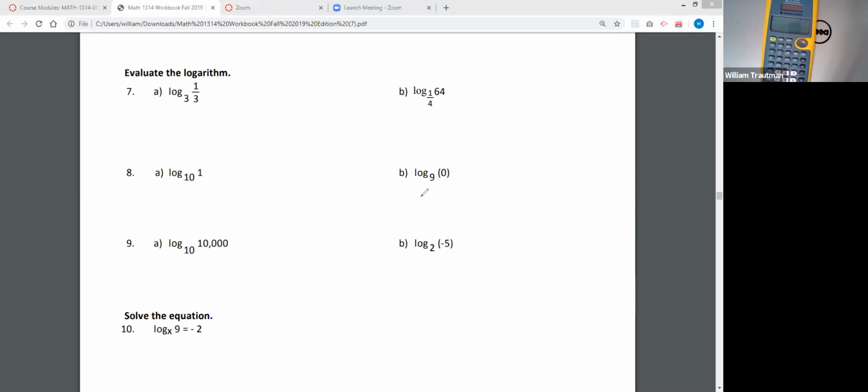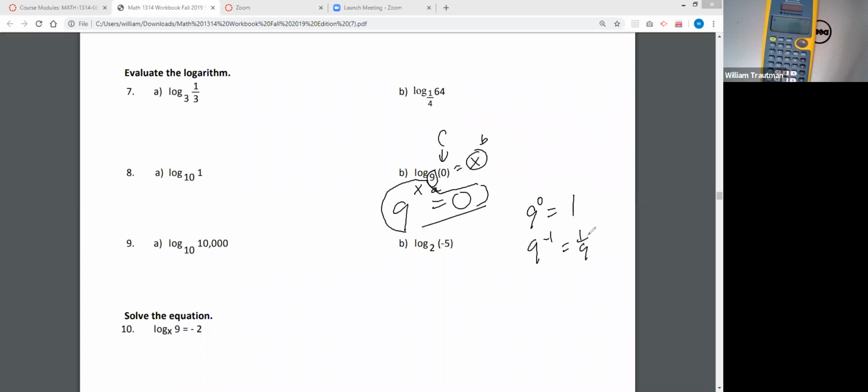Okay, let's try this one. 9 to the x power equals 0. So once again, a to the b power equals c. 9 to the x power equals 0. Try 9 to the 0 power. That equals 1. 9 to the -1 power, that equals 1/9.